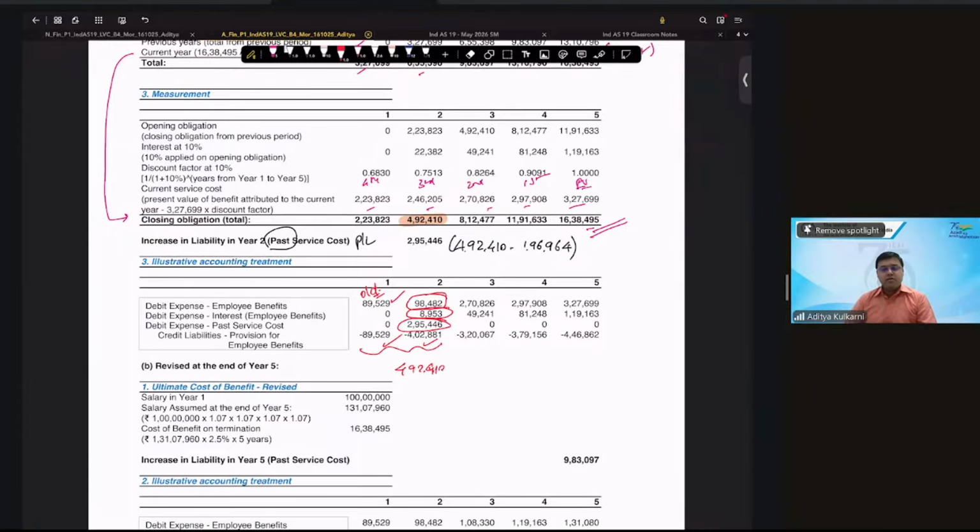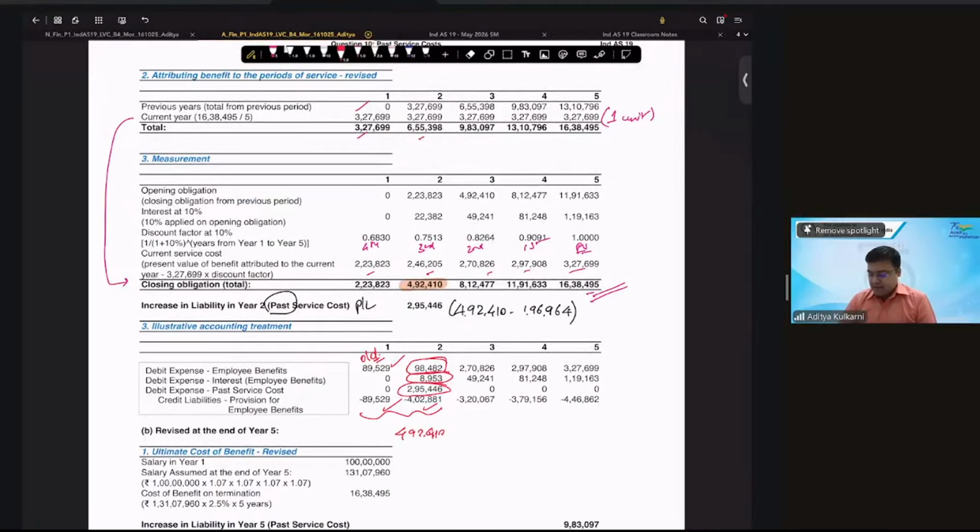Yes, sir. All right. Year 3 onwards, the new plan will start. So 2,70,000 will be accounted. 49,241 will be your finance cost. 3,20,000 will be the credit given to employee benefits. Year 4, new plan. Year 5, again new plan. Is it okay? Yes, sir. All right. Now, this is your model.